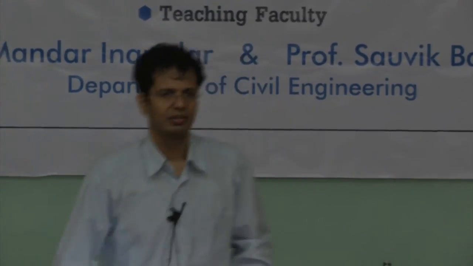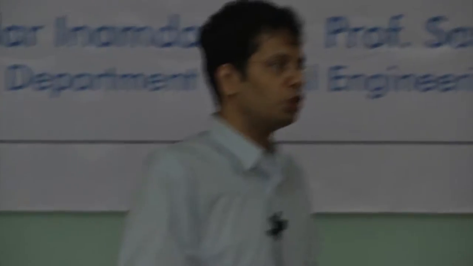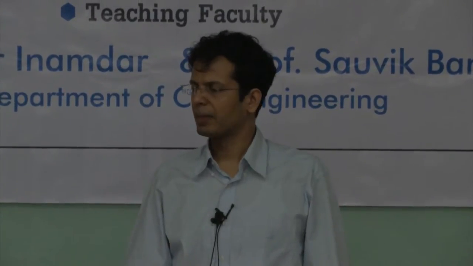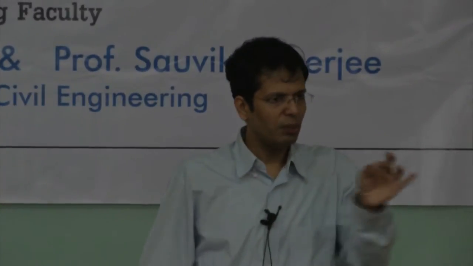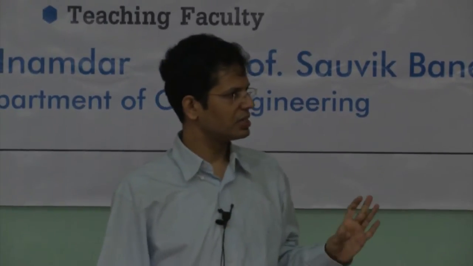And what is the mathematical definition for this? If this is the potential energy V and this is theta, then if you look here, the slope is negative, slowly becoming positive, increasing. That means the slope is increasing, so d by d theta of the slope should be greater than 0. In other words, d2V by d theta square, which is the curvature, should be positive. So curvature at that point being positive is a sign that it's a stable equilibrium for small perturbation. Is that point clear? Straightforward. Any question, any doubt about that?